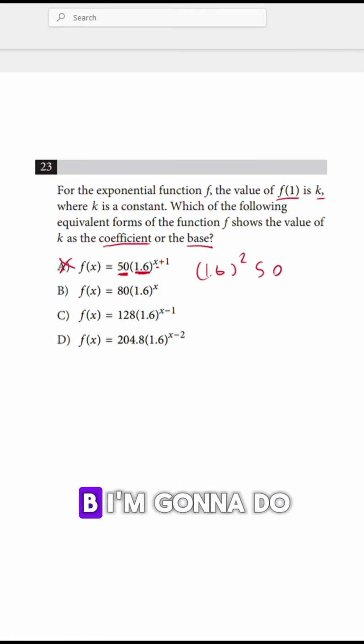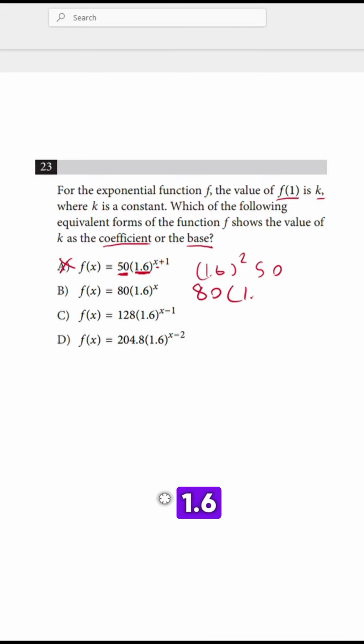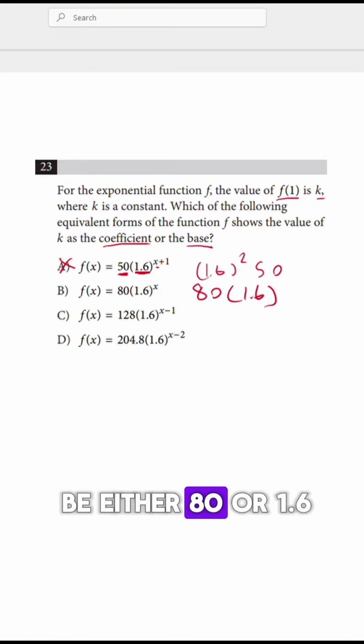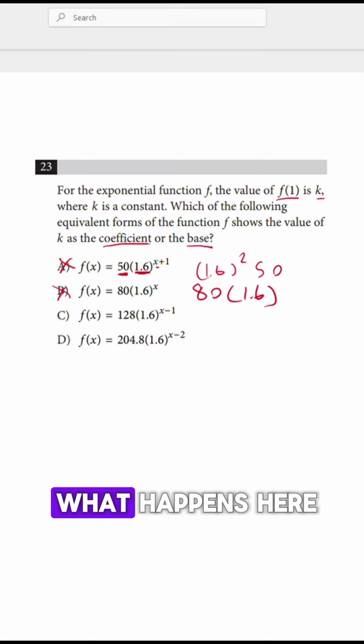Next, when I check B, I'm going to do the same thing. I'm going to get 80 times 1.6. Now again, 80 times 1.6 is not going to be either 80 or 1.6, so I can eliminate B. And now you're going to be able to tell what happens here.